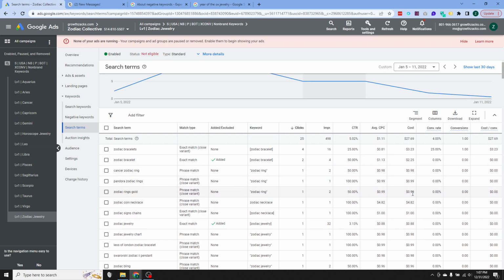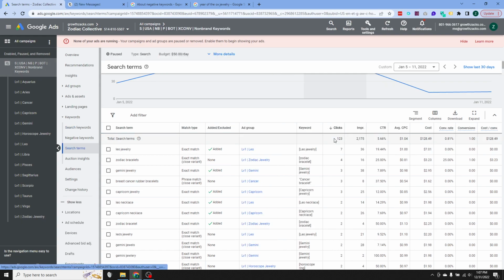None of these really spent a significant amount of money, so there's not really a good example of that. But Leo Jewelry here, for example, spent the most amount of money. So let's just pretend it was $700 and this didn't get a single sale. I would exact match exclude this keyword. I wouldn't want to run ads for it anymore. And I would do it at the campaign level.